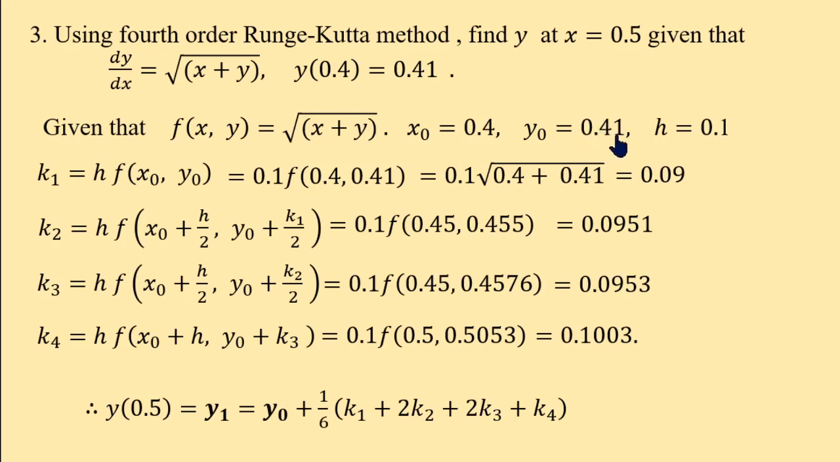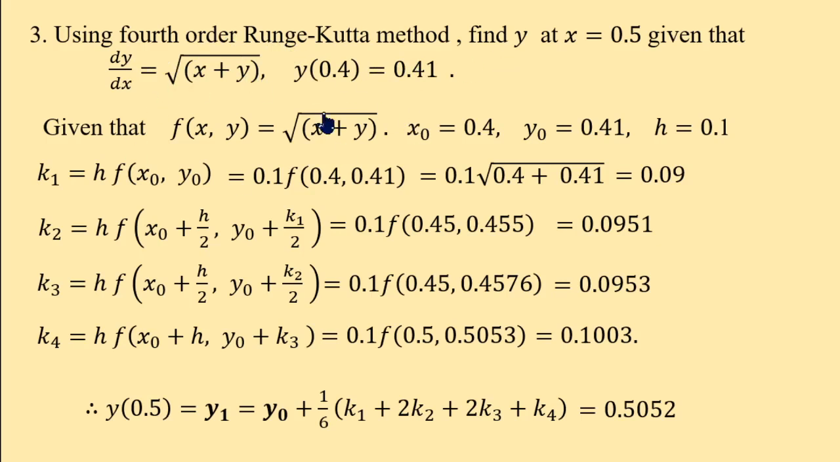y0 is 0.41 plus 1 by 6, or you can type it as 6 inverse, bracket open, k1 0.09 plus 2 times of 0.0951 plus 2 times of 0.0953 plus 0.1003. Close the bracket. So you will get y at 0.5. That is the required answer, 0.5052. Just check this answer. This is how we can solve the first order differential equation using the fourth order Runge-Kutta method.